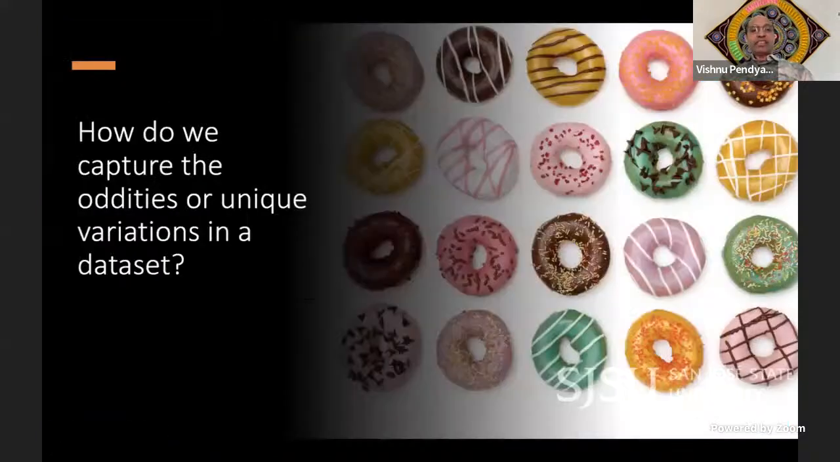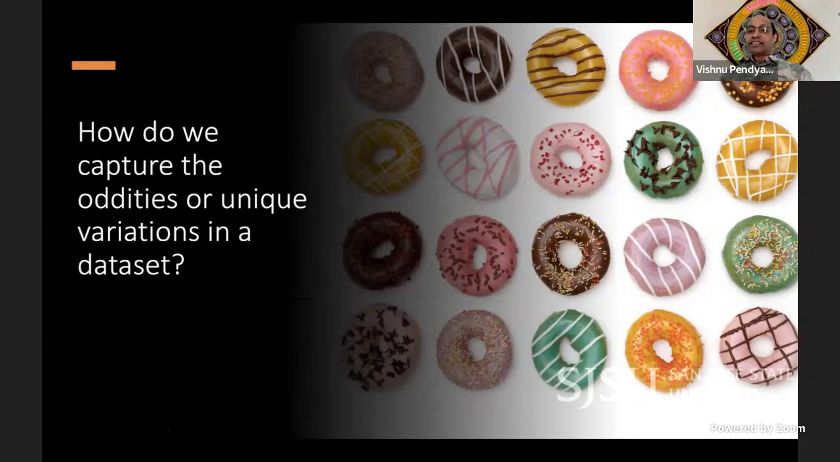So then the next question is, how do we capture the oddities or unique variations in the data set? Data is still assumed to be independent and identically distributed. They are all still yummy donuts, but they do vary, like in this picture. The donuts vary in their color and things like that, right? So data still varies, but it is identically distributed.